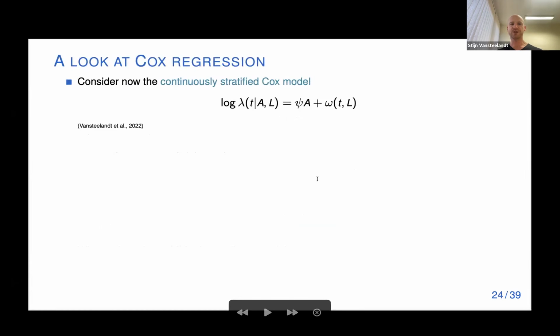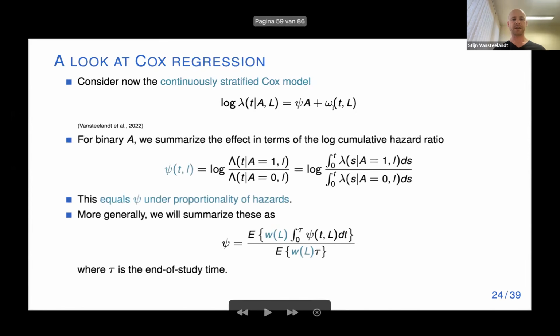Let me just show you what we do with Cox regression, and then I'll pause for a moment to hear if there's any questions. So for Cox regression, we would start from the continuously stratified Cox model. So here on the scale of the log link, I would assume the hazard of the event at time t to be linear in the exposure, and then I'm not going to specify how the effect of time and covariates looks like. Let me just explain for binary exposures.